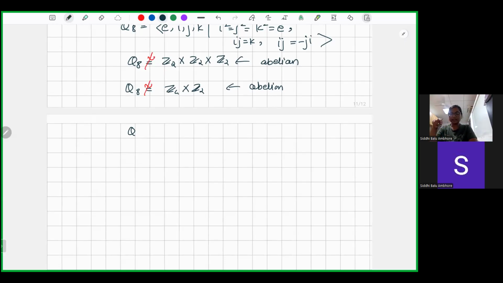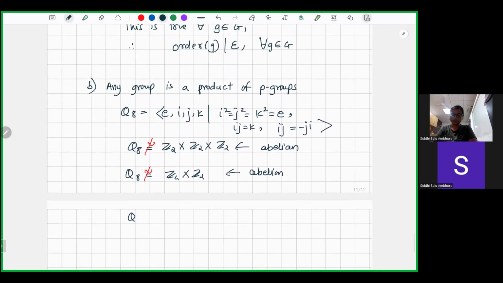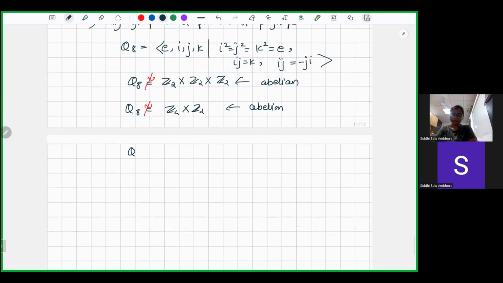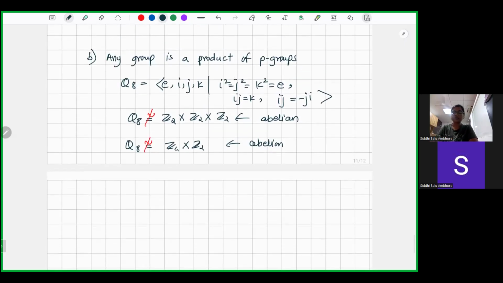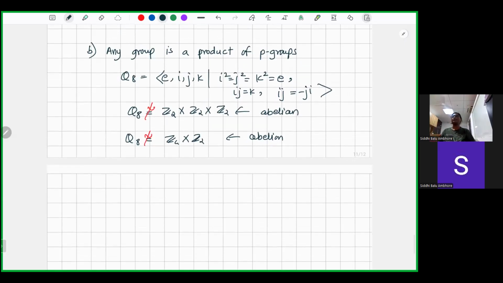So the non-abelian groups, we can't write them as a product of P groups. Okay, we will again check for this one. Yeah, this one is not possible. So if I have a cross product of P groups, then it has to be abelian, and then that's not possible.